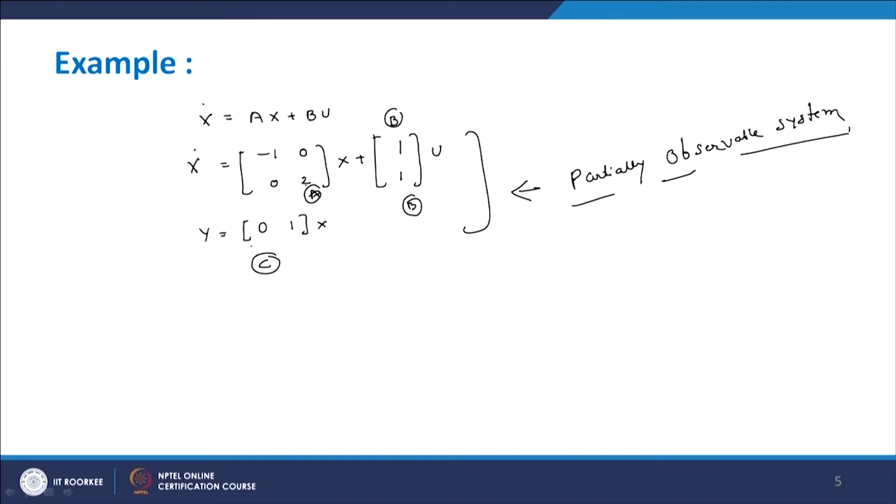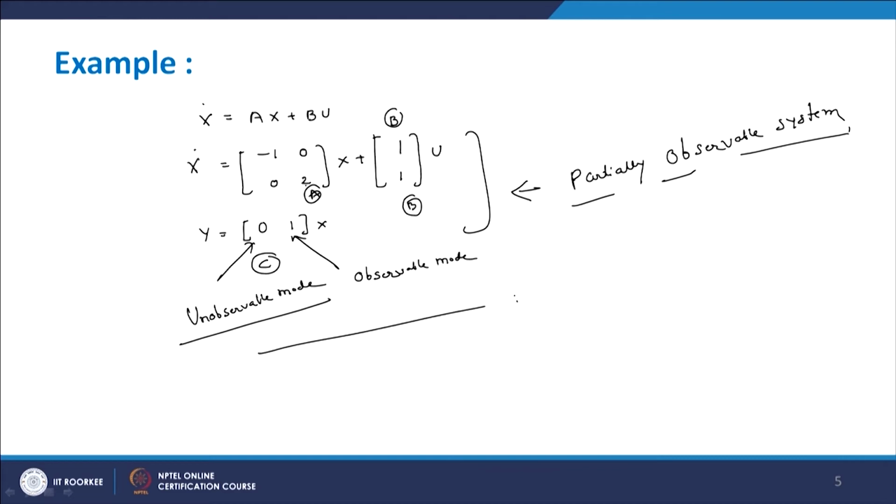So this 0 is showing an unobservable mode, whereas this 1 indicates an observable mode. Therefore, in real practice, we can consider this type of system also.